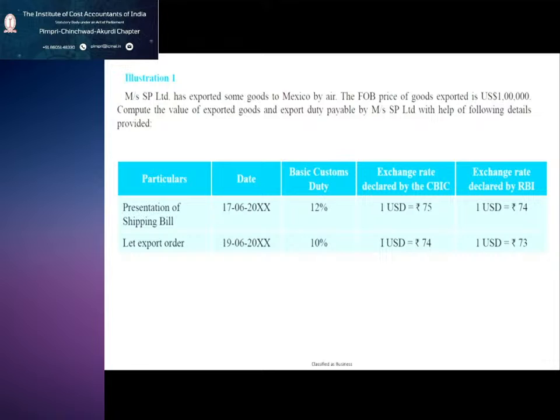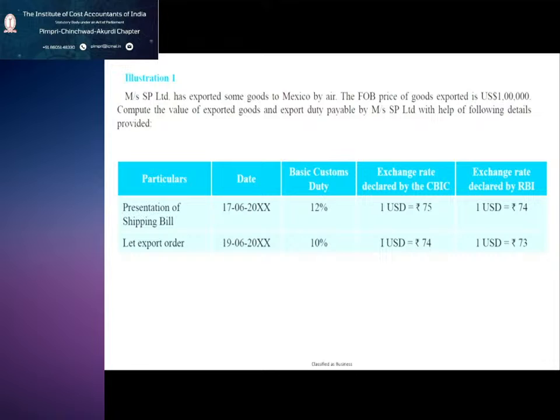So there, as we have seen, there will be multiple steps, and the goods will be shipped. From there, after multiple approvals, when it is going to be exported and we are submitting the document, when the actual shipment is going to happen, there are multiple things involved. So which date and which exchange rate we are going to consider here is important.